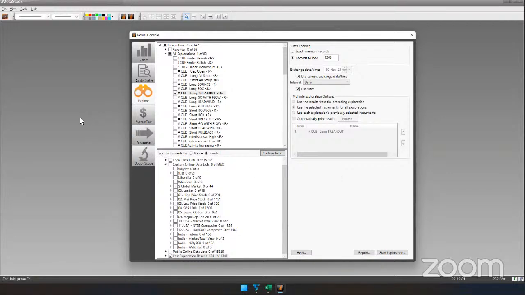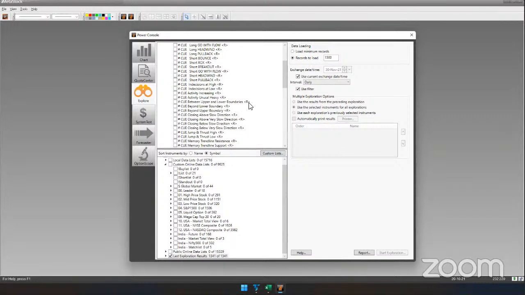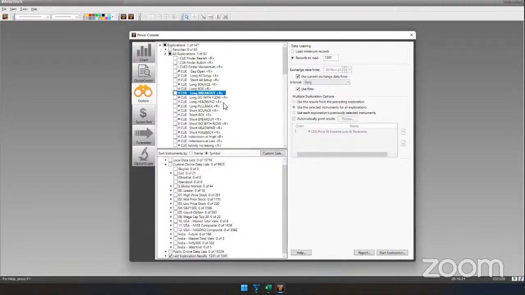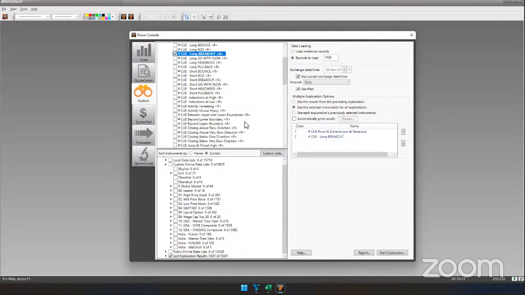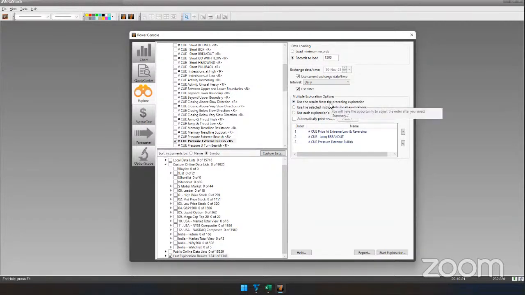If you are running combo scans on multiple intervals, you run them one at a time. But if you are running them on the same interval, let's say at price extreme low and reversing, then breaking out, long breakout, and let's also add bullish pressure, pressure extreme bullish. Then instead of use the selected instruments for all explorations, choose this option, use the results from preceding exploration. And I have these 3 scans selected now.